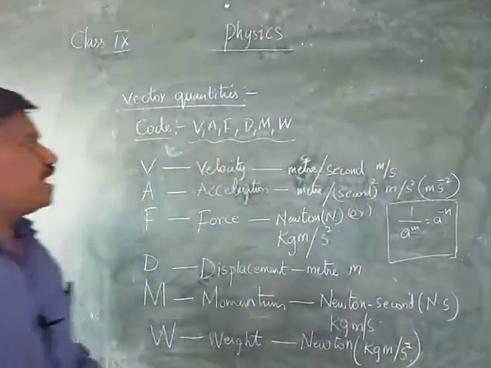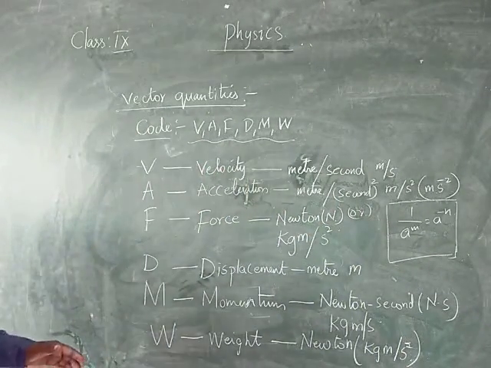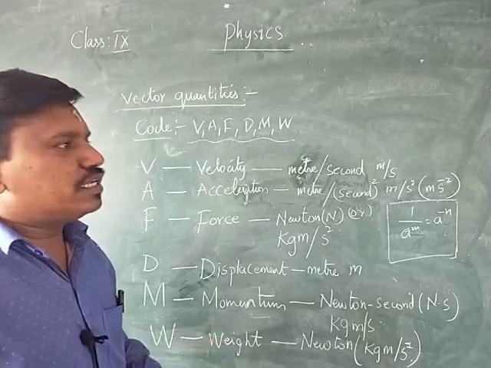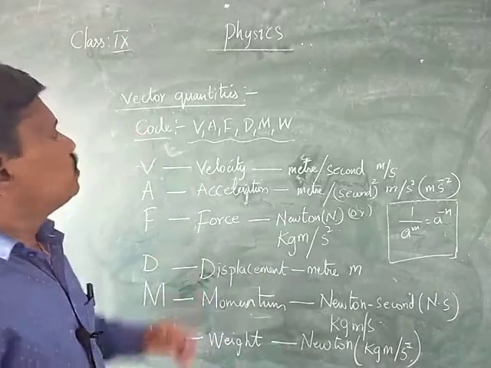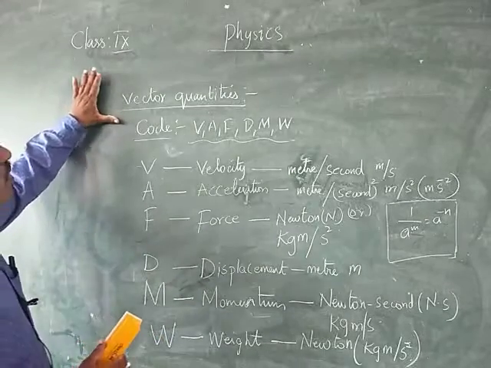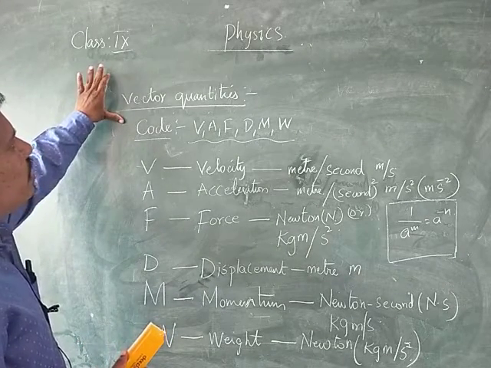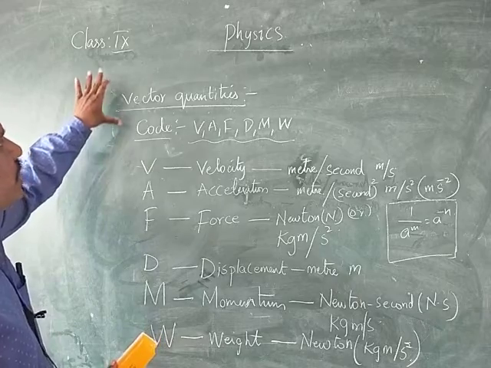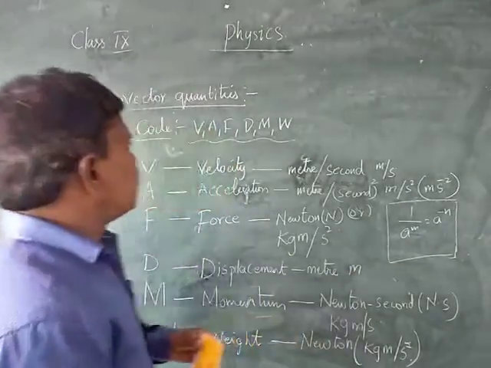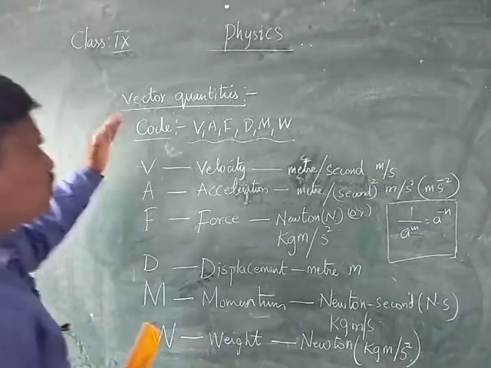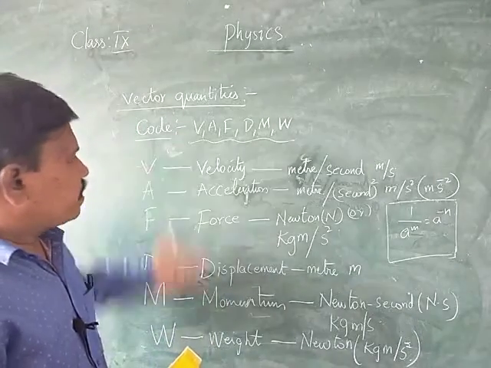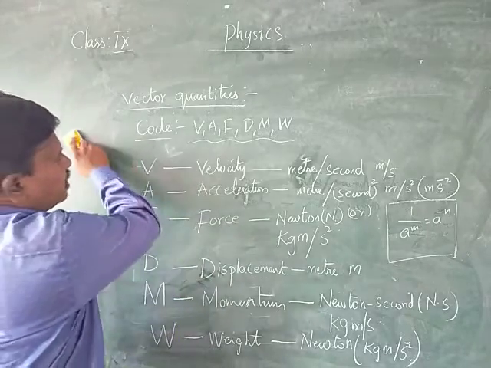All these are vector quantities. That means velocity, acceleration, force, displacement, momentum, weight. All these are examples of vector quantities. Up till now we have learned about the scalar quantities and the vector quantities. In the scalar quantities we have VAF, DMW, and in the vector quantities VAF, DMW. If you remember these codes, we can easily remember the scalar and vector quantities.